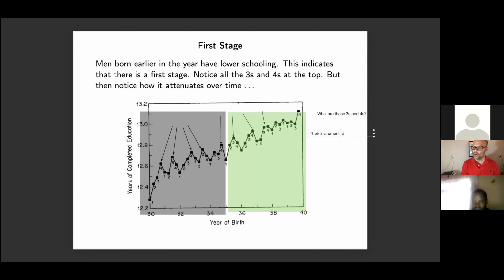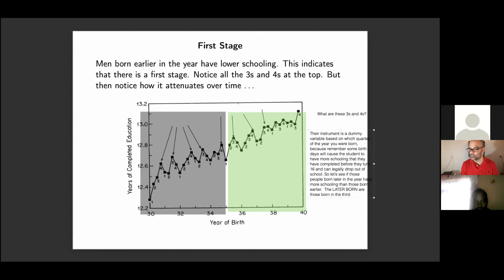Their instrument is a dummy variable based on which quarter of the year you were born. Because remember, some birthdays will cause the student to have more schooling completed before they turn 16 and can legally drop out of school. So let's see if those people born later in the year have more schooling than those born earlier. The later born are those born in the 3rd quarter, 3, and 4th quarter, 4.